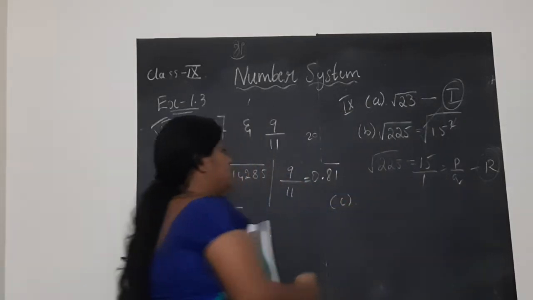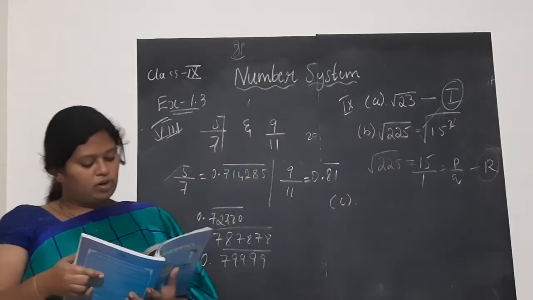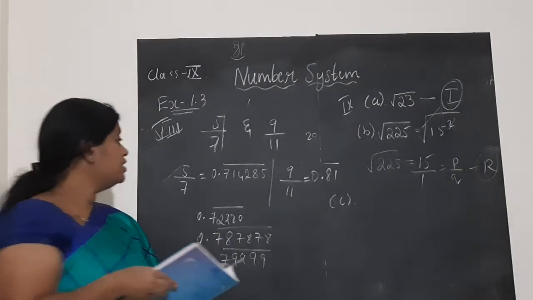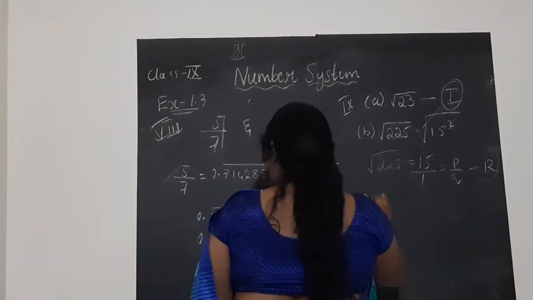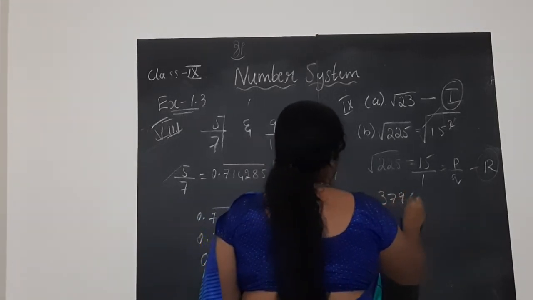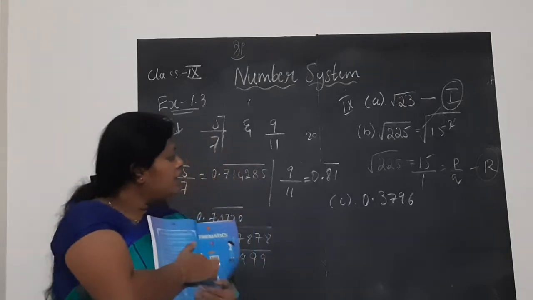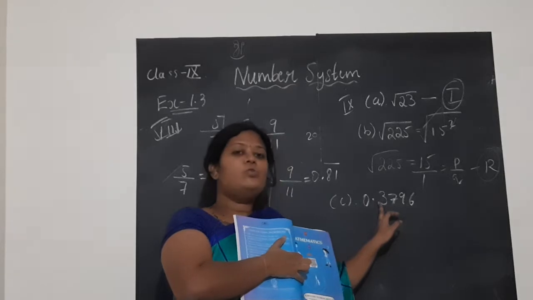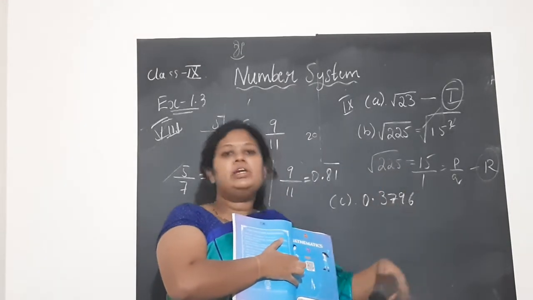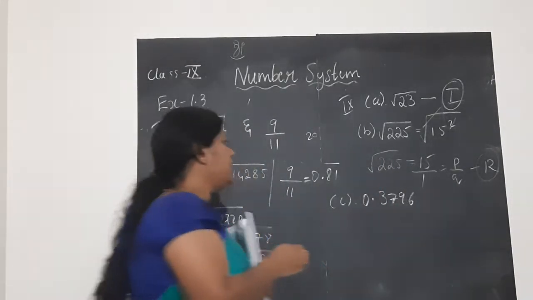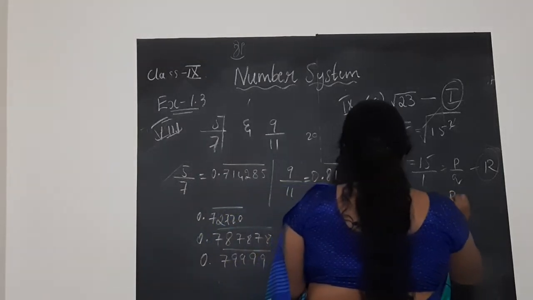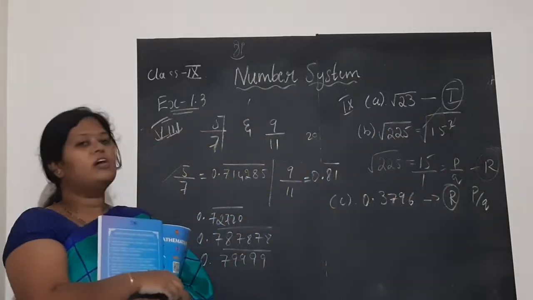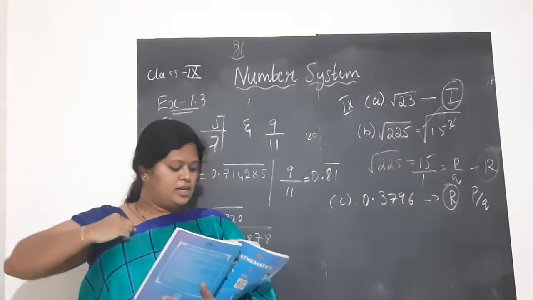Hence it is rational. Like this you need to find out for all children. Third question is 0.3796. Have they written any bar on this number after the decimal point? No, which means it is terminating at that point. It is terminating, which means obviously it is a rational number which can be expressed in the form of p by q, children.